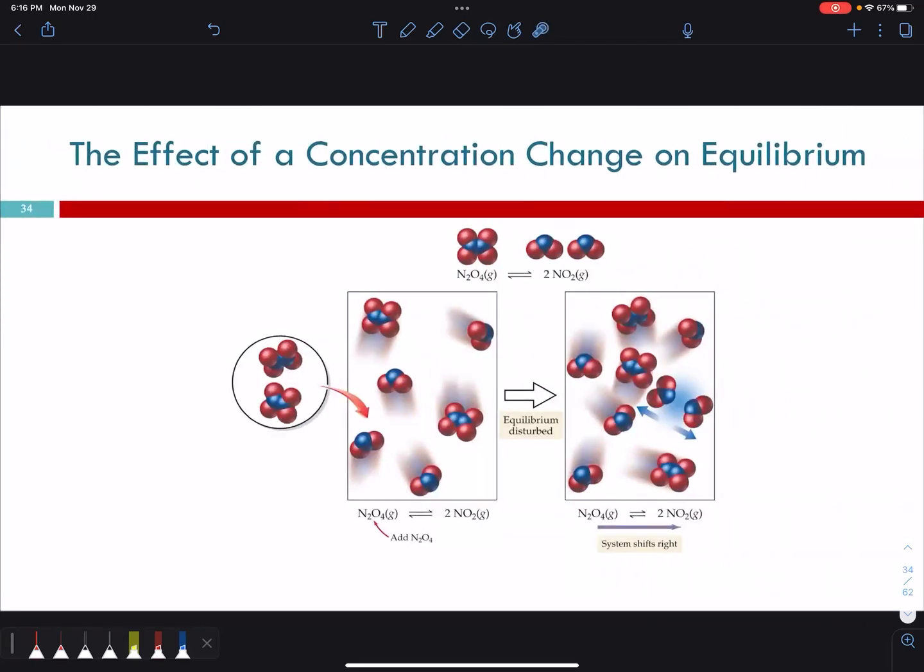So here, these are the N2O4 molecules. If we add these in, we've disturbed the equilibrium. Now there's more N2O4 than what the equilibrium constant would dictate, so they break apart to balance out.